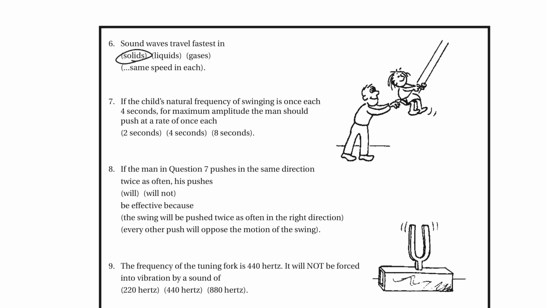All right, number 7. If the child's natural frequency, now we did this when we did the pendulum the other day, if the natural frequency of the child is once every 4 seconds, for maximum amplitude, so if the guy wants to push her the highest, how often does he need to push the kid? Okay, you need to push at the natural frequency. So if I want to set up a natural oscillation in a pipe with a tuning fork, I want the tuning fork's frequency to be the same as the natural frequency of that pipe. Every length of pipe has a different natural frequency.